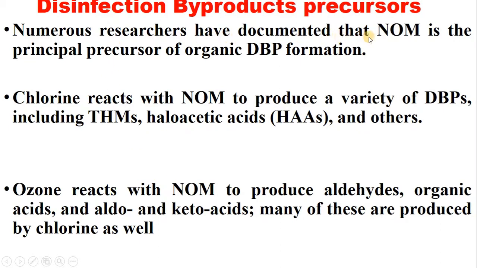Numerous researchers have documented that NOM is the principal precursor of organic disinfection byproduct formation. So what it implies is that it has been linked that natural organic matter is a principal precursor of organic disinfection byproduct formation. Chlorine reacts with natural organic matter to produce a variety of disinfection byproducts, including trihalomethanes, haloacetic acids, and others. Ozone reacts with natural organic matter to produce aldehydes, organic acids, and aldo and keto acids. Many of these are produced by chlorine as well.